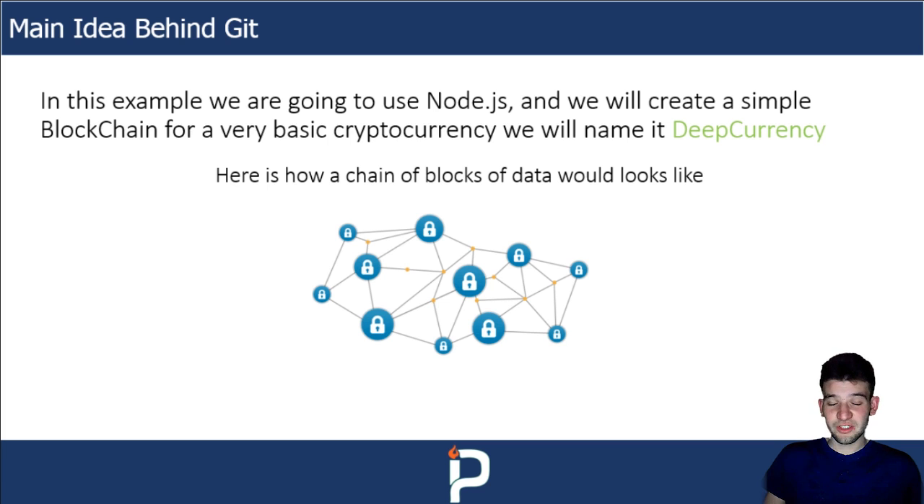Here's how a blockchain would look. There's a bunch of blocks, and as you can see, there's a lock under each block, which means they are unmodifiable, immutable. Once you create it and attach it to this chain, you can't change it whatsoever. So let's start creating our blockchain using Node.js.